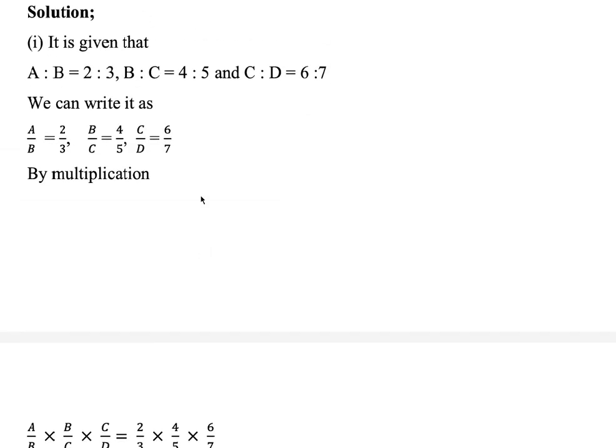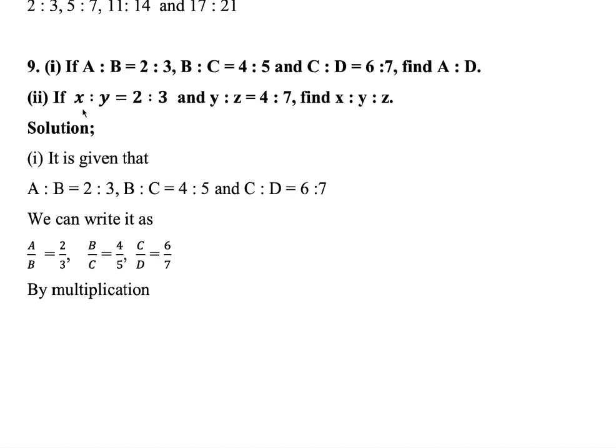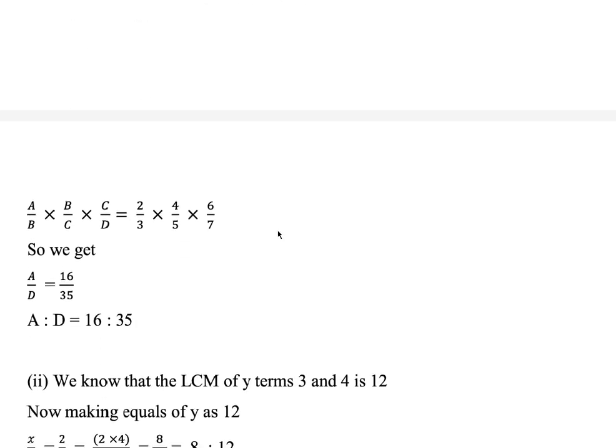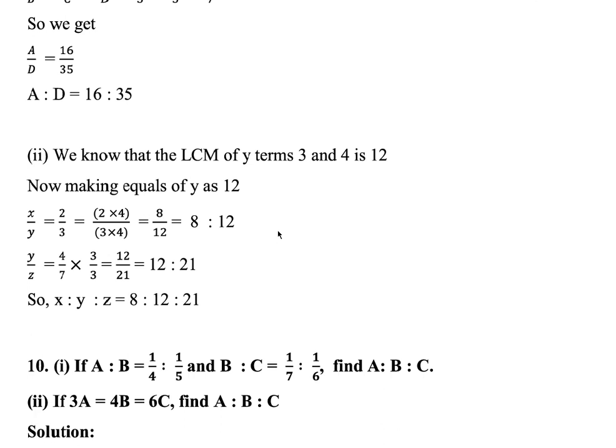What is the problem? If x is to y is equal to 2 is to 3 and y is to z is equal to 4 is to 7, find x is to y is to z. Very popular types of sum, because these types of questions are frequently coming in the school exam. Okay, so come to the solution part.